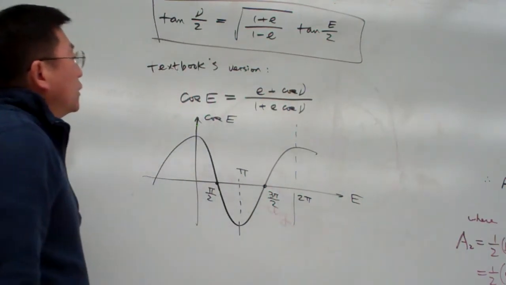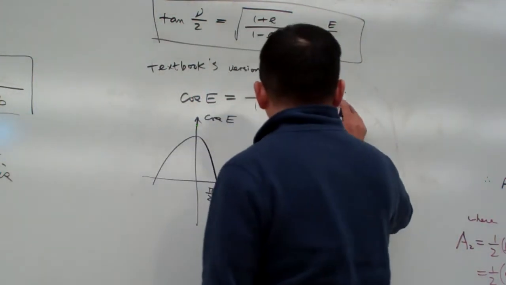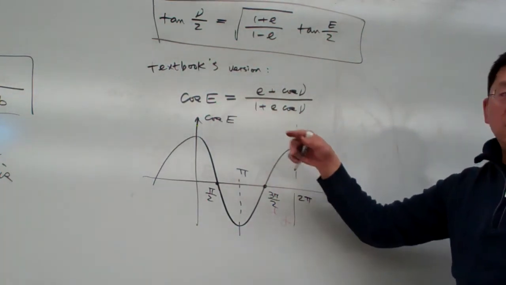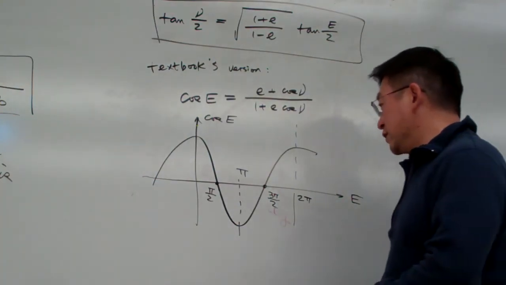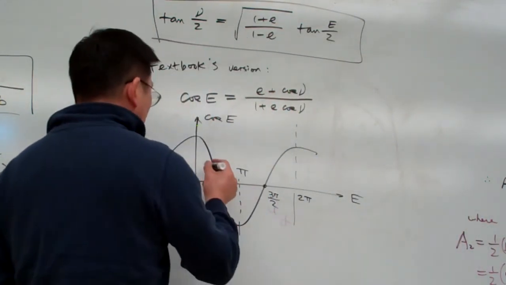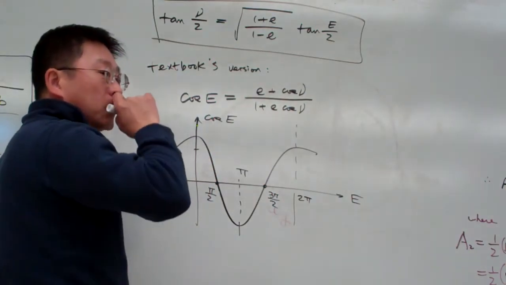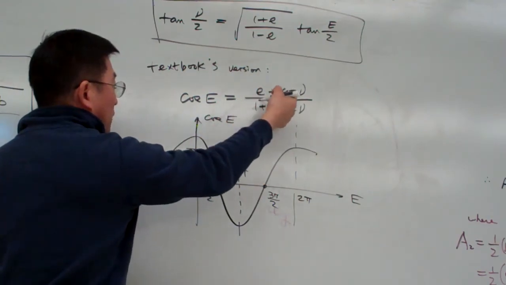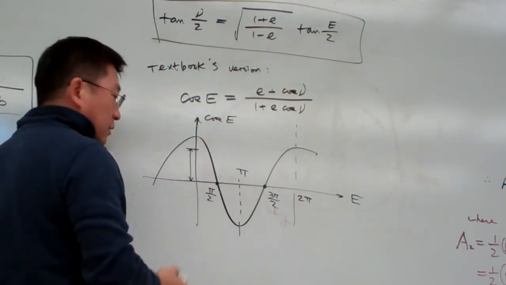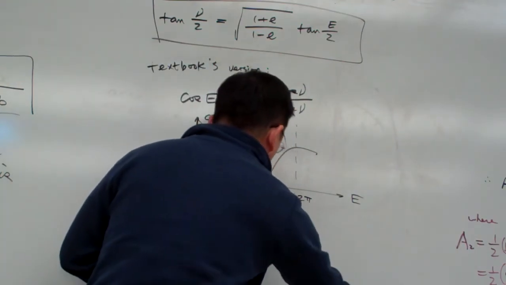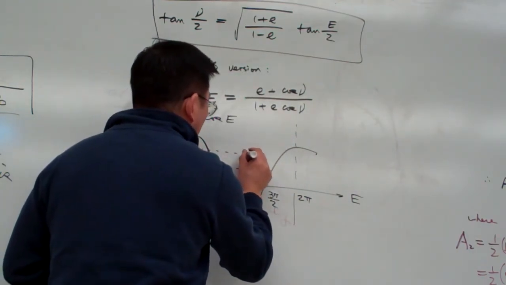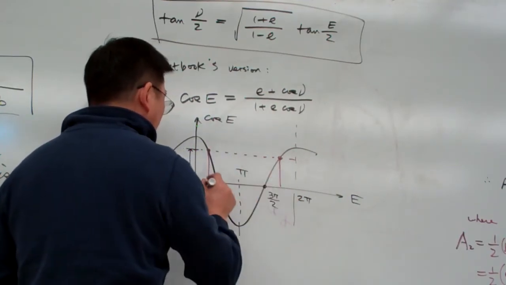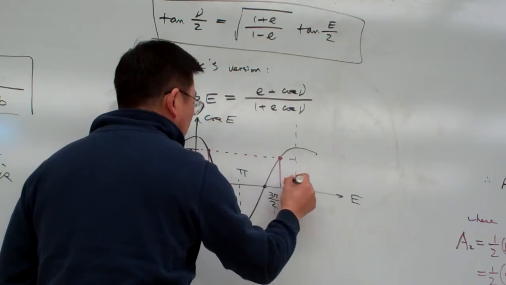So, for example, if we know nu, then we know cosine E equals a certain number. Any number, we want to solve for E. So basically, you wind up with two options. One is this value, one is this value. Let me call them E1 and E2.